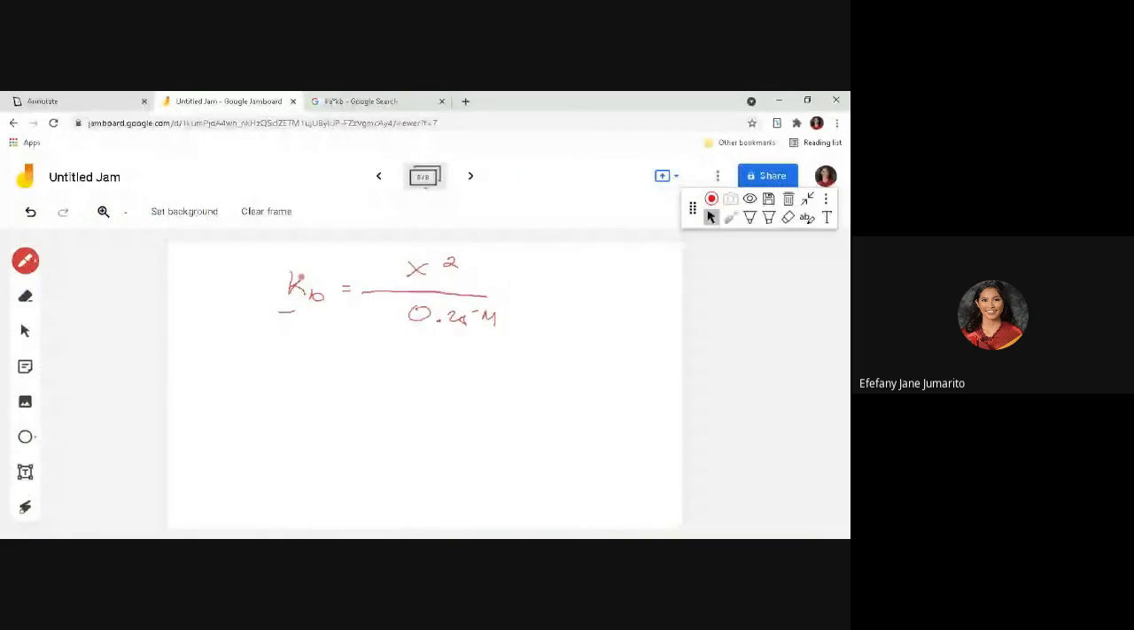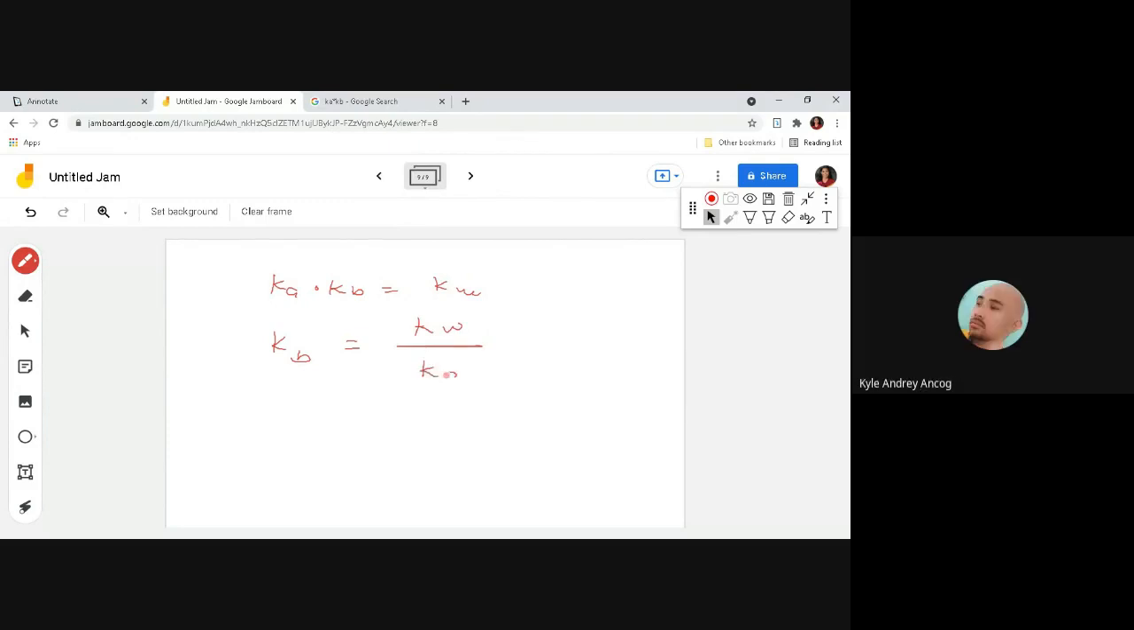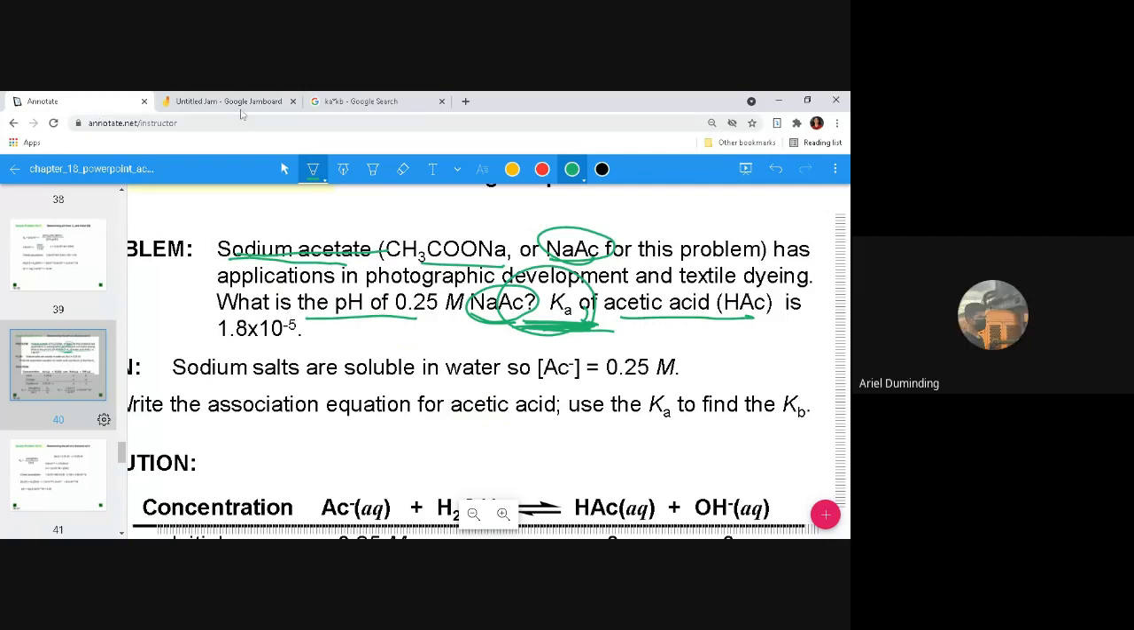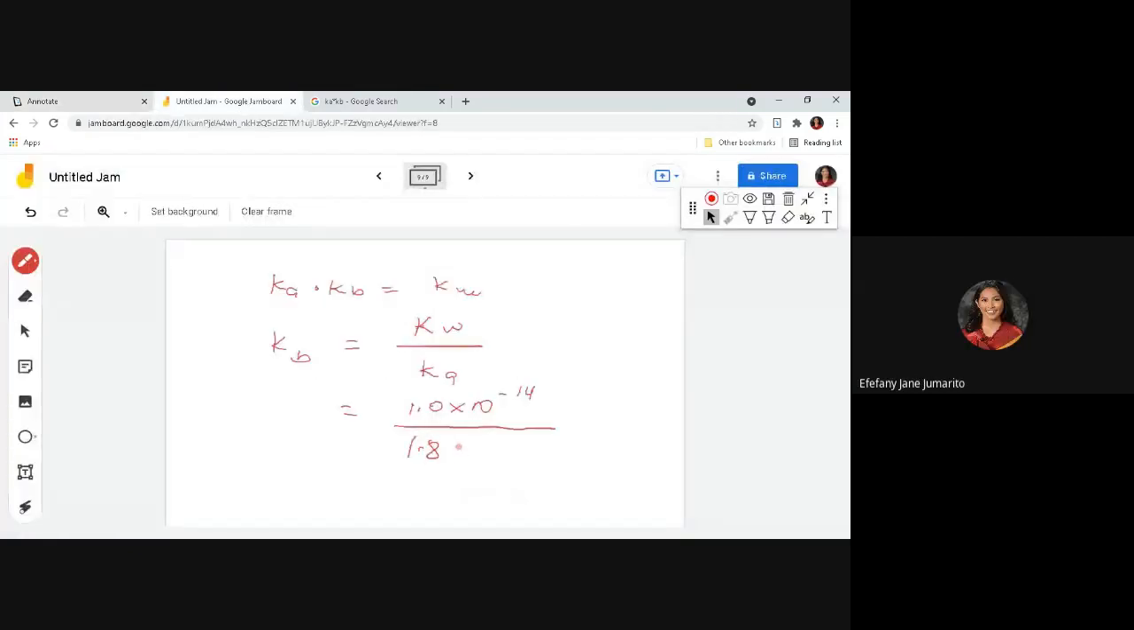Since we don't have Kb, let's get Kb. Ka times Kb is equal to Kw, so Kb will be Kw over Ka. Kw is 1.0 times 10 raised to negative 14. Ka is 1.8 times 10 raised to negative 5. Calculate. Kb is equal to 5.6 times 10 raised to negative 10 molar.